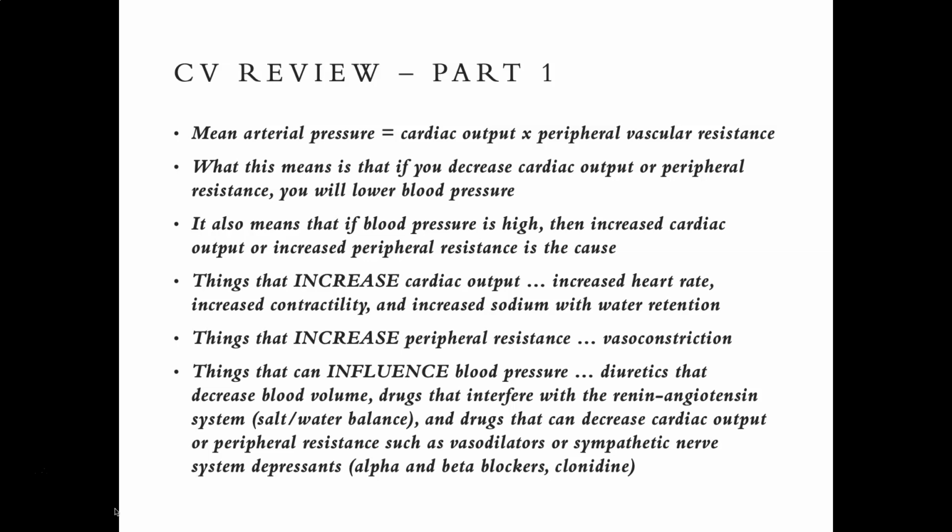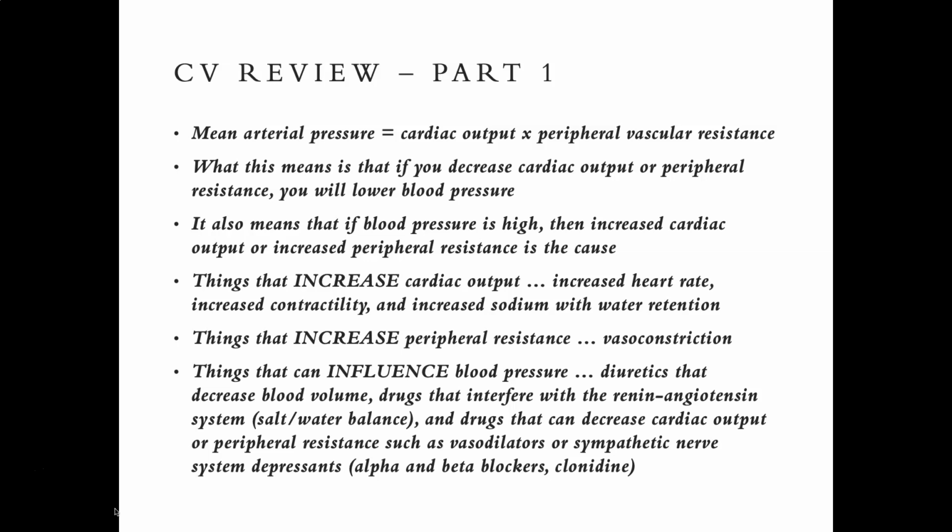Things that increase peripheral vascular resistance are vasoconstrictors. Anything that is a vasoconstrictor is going to increase peripheral resistance. Because think about it, if you're constricting something, you're squeezing it. You're causing that peripheral resistance. If you dilate it, you're decreasing that peripheral resistance because you're making it bigger so more can flow through it. So things that increase peripheral resistance are vasoconstrictors. Things that decrease peripheral vascular resistance are vasodilators.